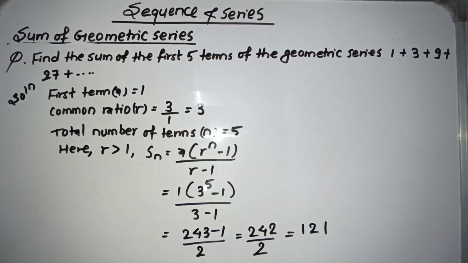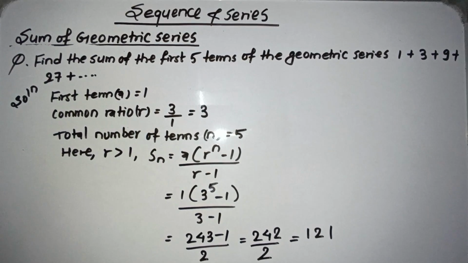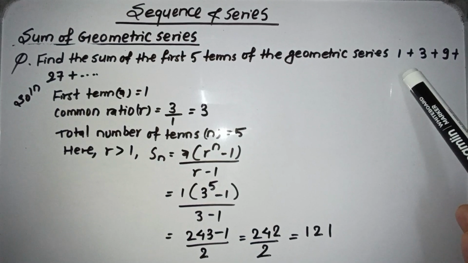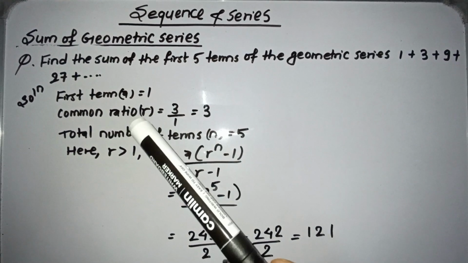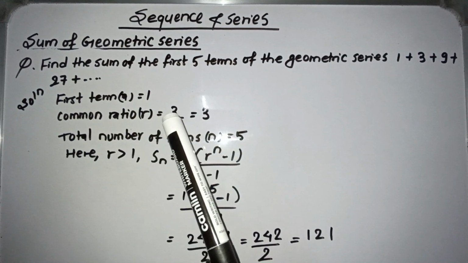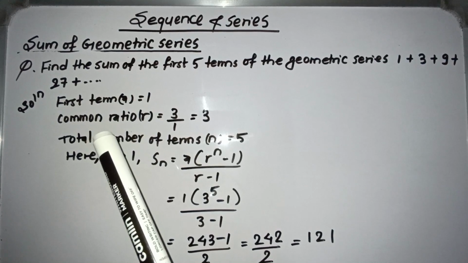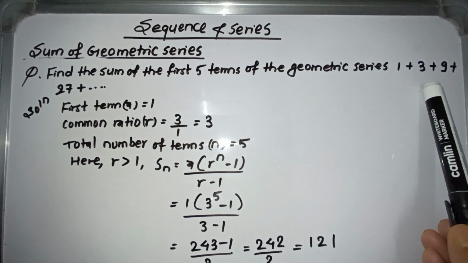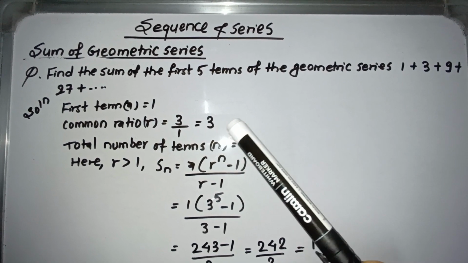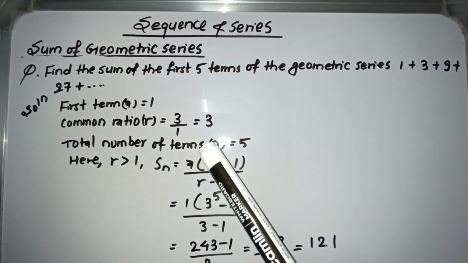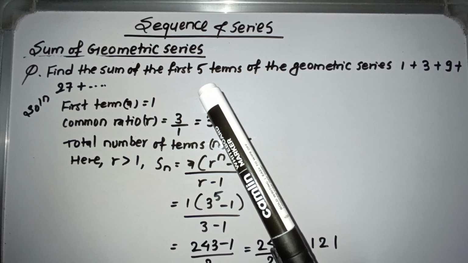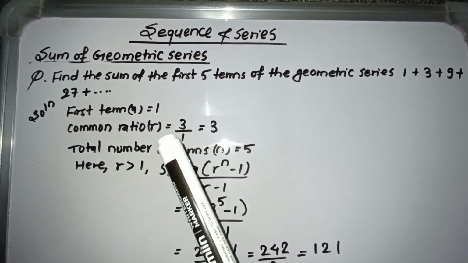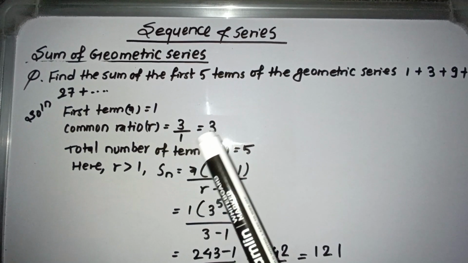We are going to solve another numerical problem based on the sum of a geometric series. In the question, find the sum of the first 5 terms of the geometric series 1 plus 3 plus 9 plus 27 plus and so on. The first term a is equal to 1 and the common ratio r is equal to 3 divided by 1, or 9 divided by 3. Then we get the common ratio equal to 3. The number of terms is given in the question, that is n is equal to 5, and here the common ratio is greater than 1.